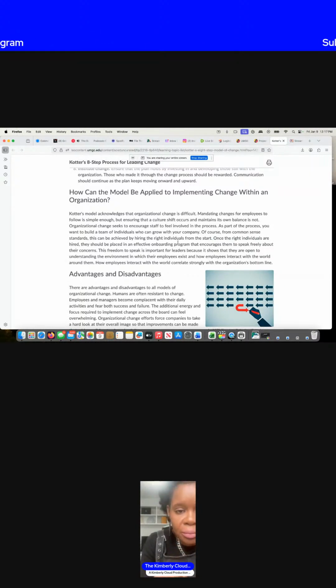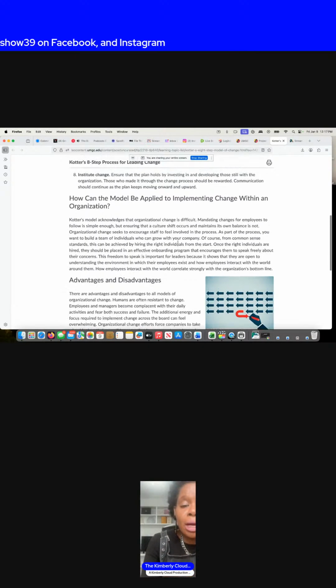As a part of the process, you want to build a team of individuals who can grow with your company. Of course, from common sense standards, this can be achieved by hiring the right individuals from the start. Once the right individuals are hired, they should be placed in an effective onboarding program that encourages them to speak freely about their concerns. This freedom to speak is important for leaders because it shows that they are open to understanding the environment in which their employees exist and how employees interact with the world around them. How employees interact with the world correlates strongly with the organization's bottom line.